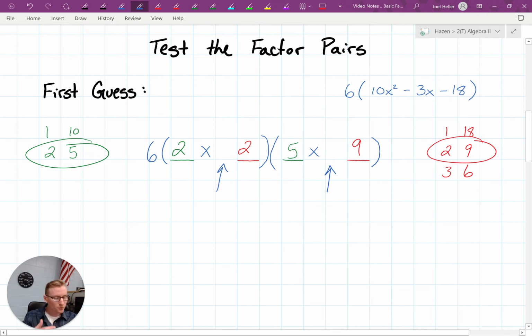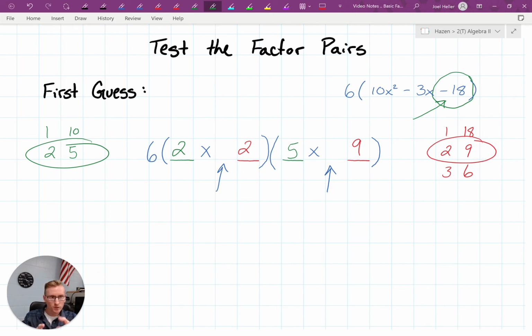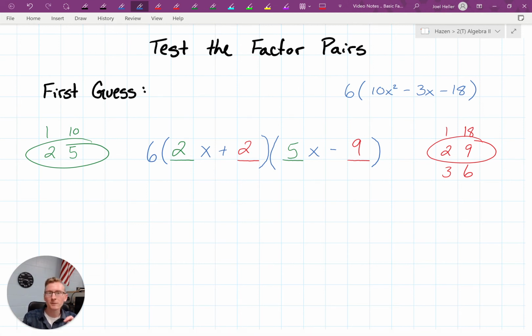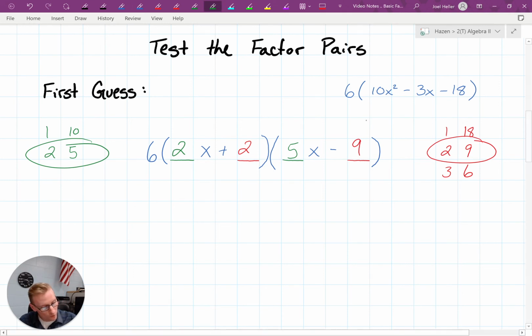To figure out the possibilities for those signs, I have to look at the last number in my original quadratic. The last number in my original quadratic is negative 18. That means one of these factors has to be positive, one of these factors has to be negative. Now we're going to have to test to see which one is which. So to start off with, let's just say we'll do a plus there and a minus there. Now I've built two binomials. Let's multiply them together to see if I get my original quadratic, that one right there.